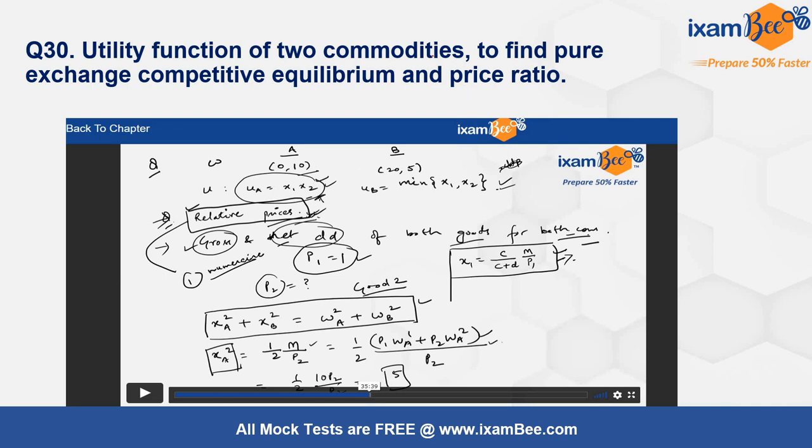Next question was that you were given a utility function for two commodities, and you have to find out the pure exchange, competitive equilibrium and price ratio. We have covered this particular topic in great detail in our general equilibrium live class, how to find out the equilibrium price ratio, competitive equilibrium and the price ratio. Basically you take one of the prices as numerator and then find out the price ratio. That's the thing that you need to do.